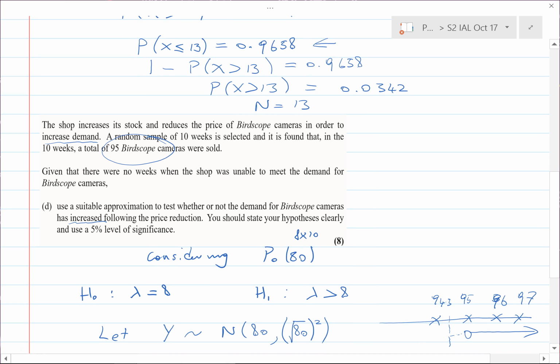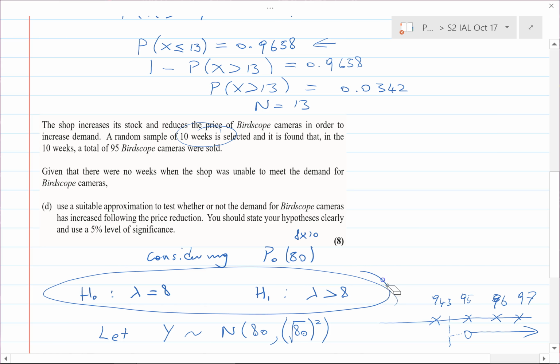Now, the next part is an approximation question, and it's also a significance test question. I think it's the only one with a significance test. So in this paper, we've got a Poisson 80 because we're talking about 10 weeks. If every week it's this Poisson 8, then times by 10, we're looking at a Poisson 80. But I tend to prefer to refer in my hypothesis to the original value, the original average rate per week. But it wouldn't be wrong to write 80 or greater than 80 there.